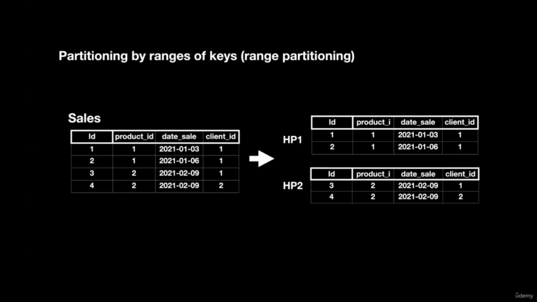Partitioning by ranges of keys, range partitioning. Related table data, where the values in the given columns belong to a certain range, are distributed over the corresponding fragments or partitions of the table. Our example with sales table is right about that.